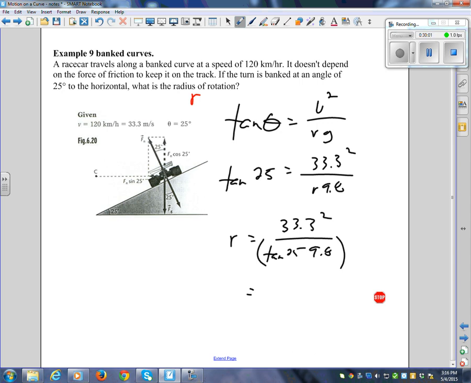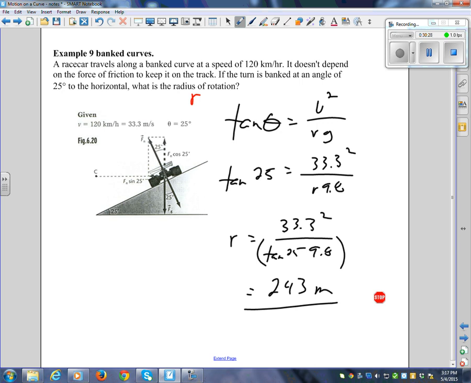33.3 squared, divide by bracket, tan of 25, oh, make sure you're in degrees, times 9.8, end bracket. I get 242, 243, I guess. Is that right?